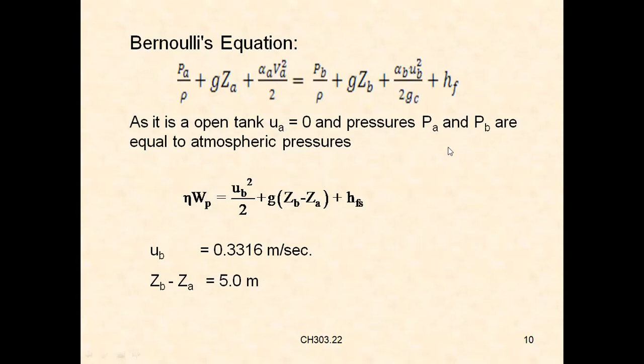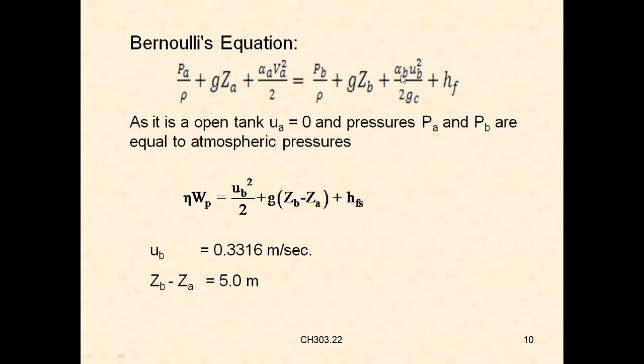So by substituting these things, PA and PB will get cancelled, and UA will get cancelled. Then what we have left is efficiency into WP is equal to alpha B UB square by 2 plus g into ZB minus ZA plus HFS. If the flow is laminar flow, then we have to take the alpha value also.